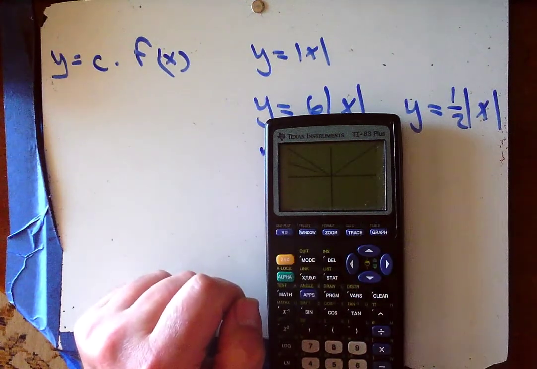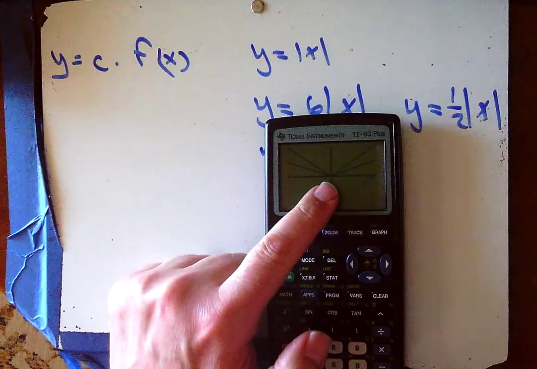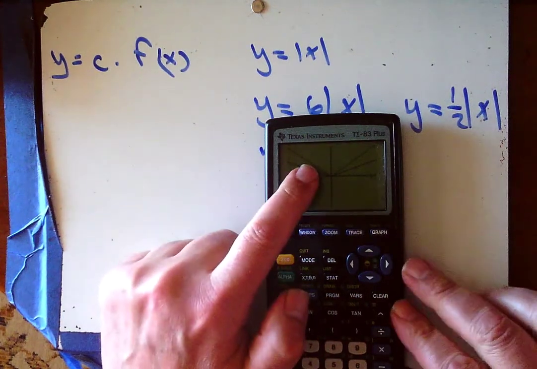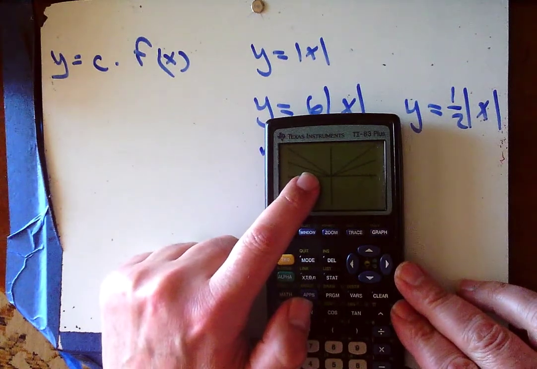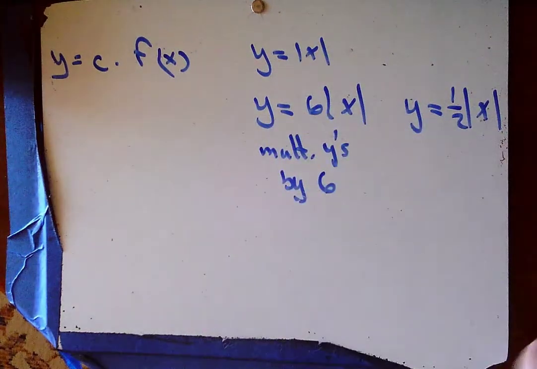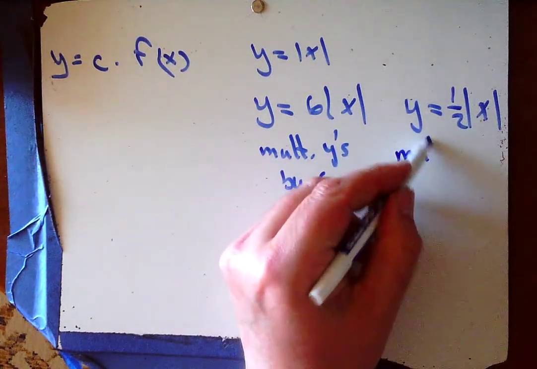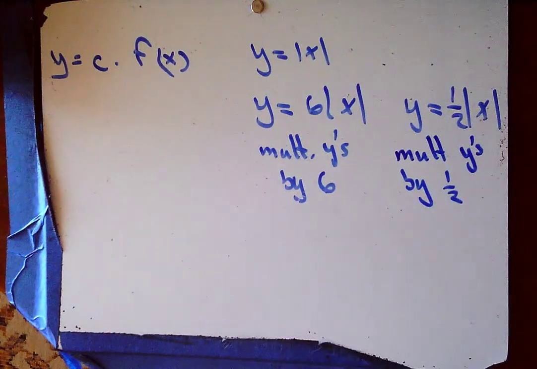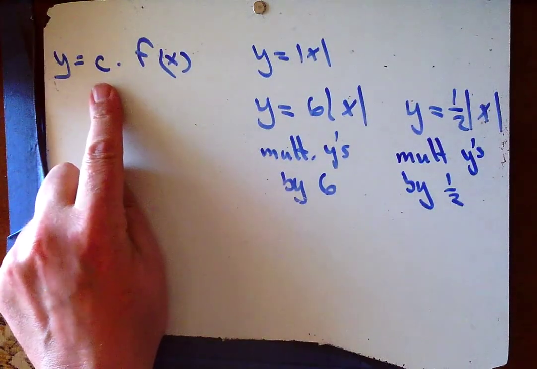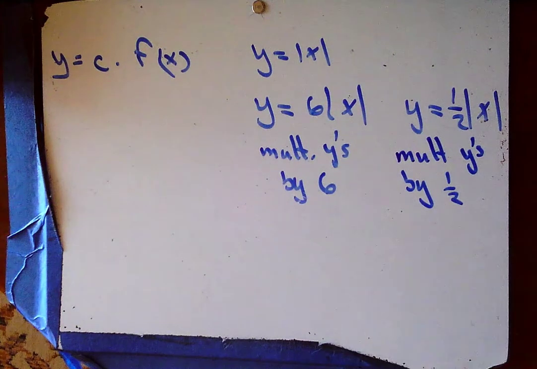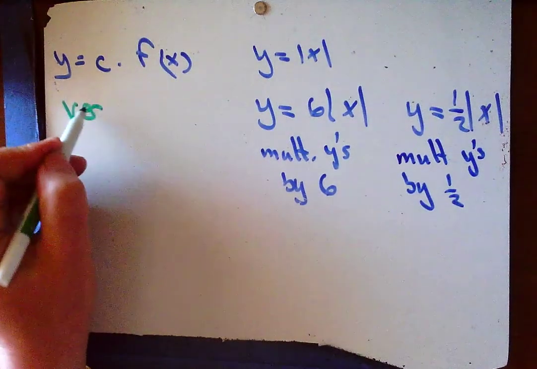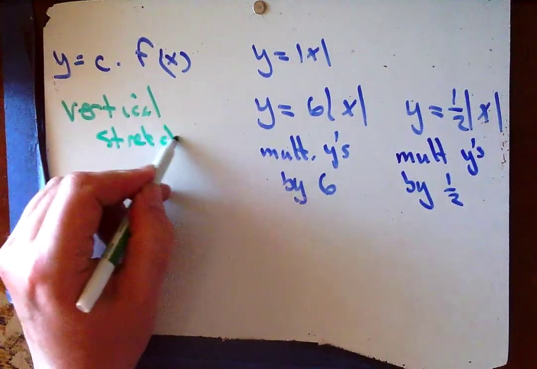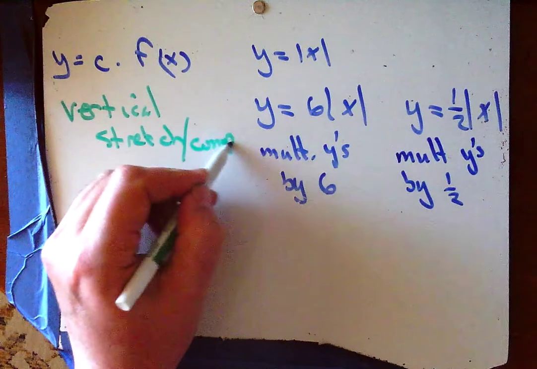There's our reference graph. Oh, look. It still passes through (0, 0), so no shifting has occurred, but instead of being up here, I'm now half as high over here. And so I want to multiply the y's by 1/2. When I see this transformation, we call this a vertical stretch or compression.